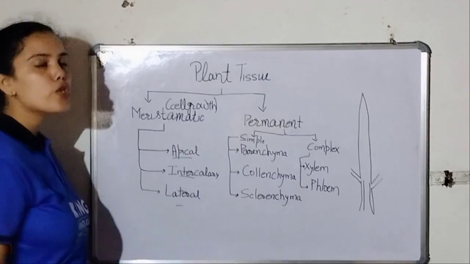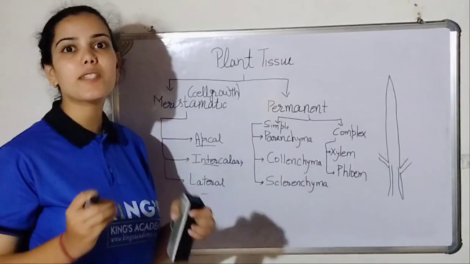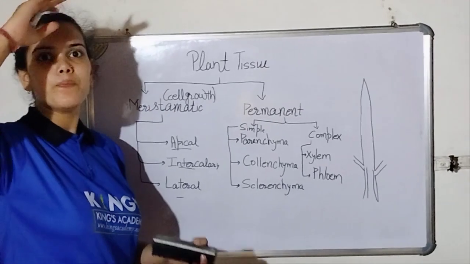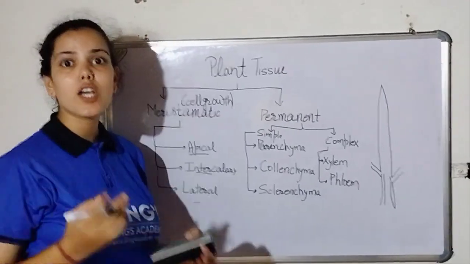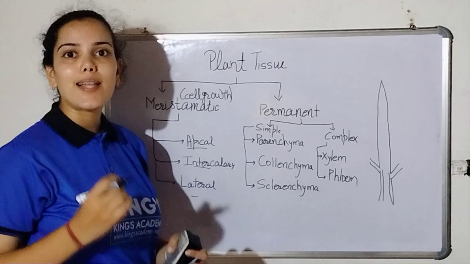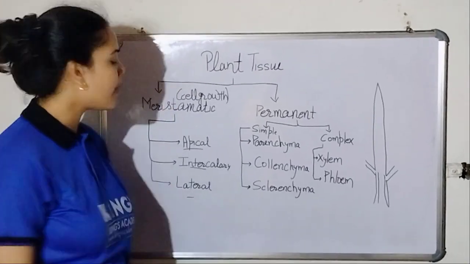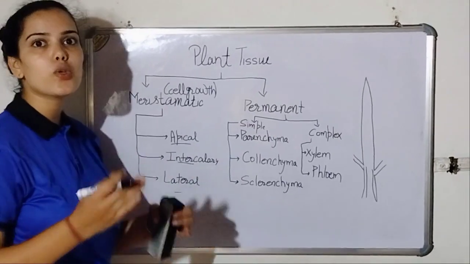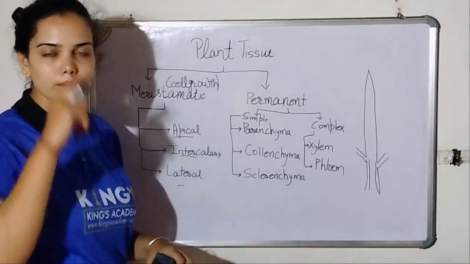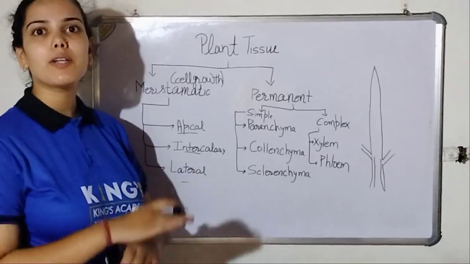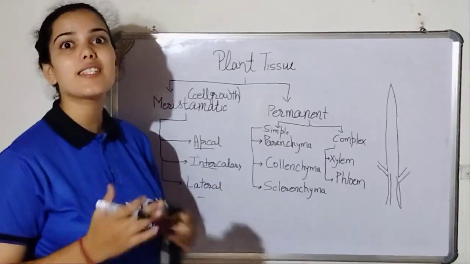Apical tissue means the tissue which helps in the growth of the plants towards the upper side. This tissue helps the roots and the stems to grow up, to lengthen. And the lateral tissue is present in the stem region, and this tissue helps the stem to increase its girth, its size.